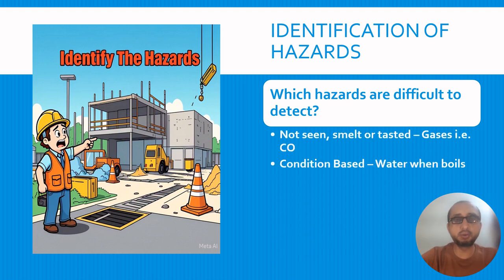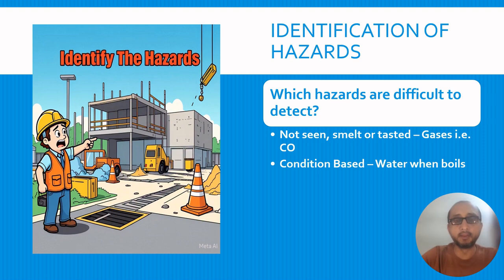Let's move on. Those hazards that we cannot sense using our sight, smell, or taste are difficult to identify, because we cannot see them, we cannot smell them, we cannot taste them. So maybe we can ignore them if we do not have a proper understanding of how they exist. Like carbon monoxide gas, and there are other gases that can be very harmful.